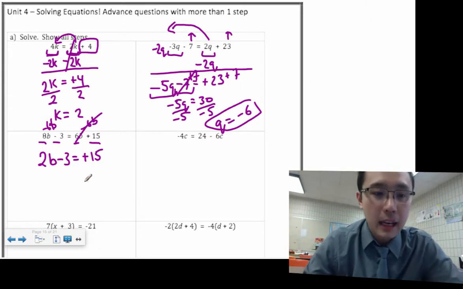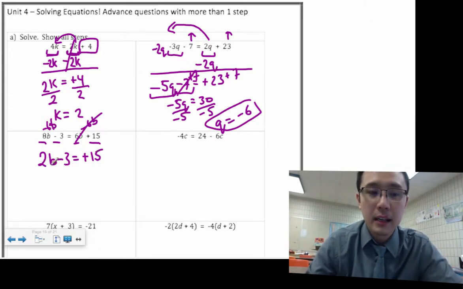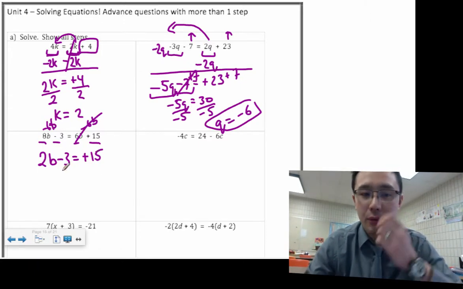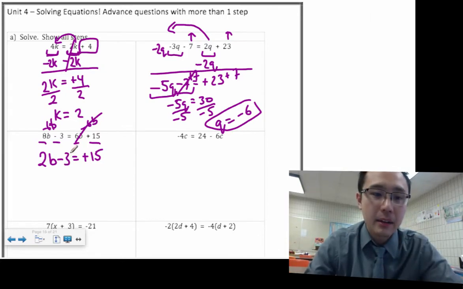Notice now, again, my letters are on one side, but I have a constant of -3. So get rid of this by adding 3. So then it cancels, 2b is equal to 18. Divide by 2, b is equal to 9.